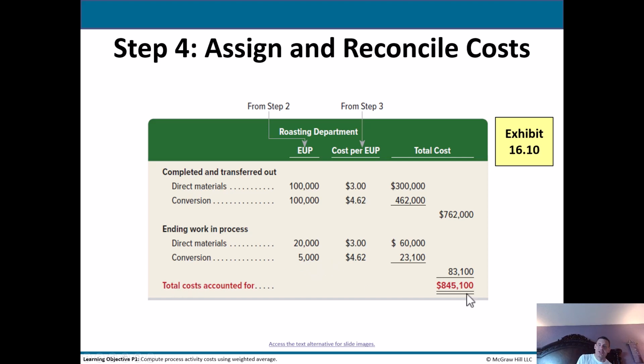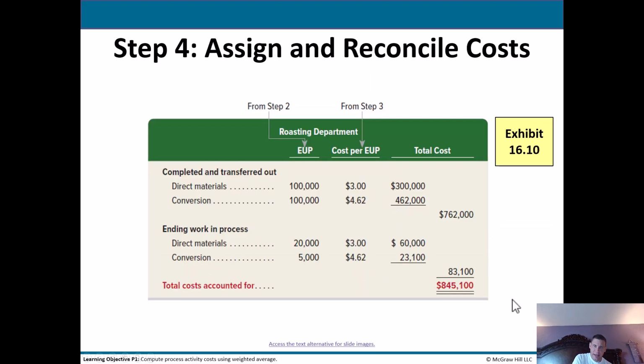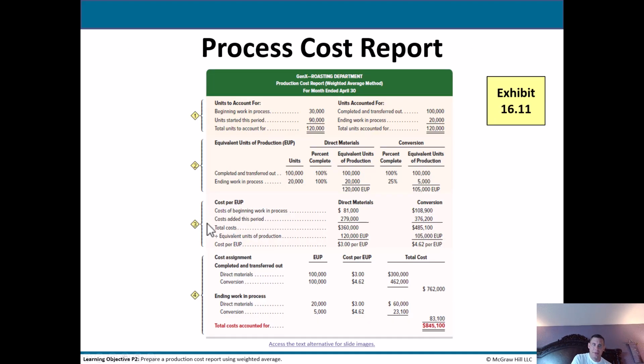What we're basically doing here is making sure that the 845.1 that you see here in the red, we've accounted for all those costs that we have. We've transferred out 762,000 of that cost. We've got 83,100 still sitting in ending work in process. So here you just see this is basically everything that we just did added together. What I would recommend is that this might be a good time to pause the video. This is all the steps we just worked through, so work your way through step by step and make sure that you are comfortable with each step.